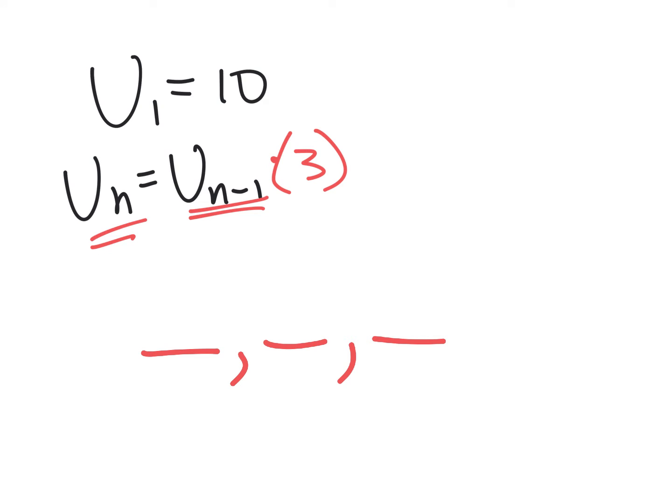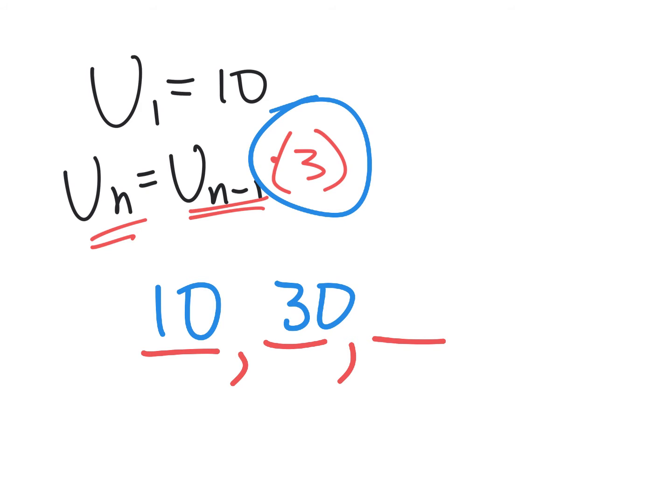James, what's the first term of it? 10. Yep. And then how do I get the second term? That's a times by 3. So you just times by 3, and that's 30. Kennedy, how does it finish? You times it again by 3 and get 90. Yep. Does that make sense to you guys? Those are called recursive, and that's a recursive sequence.